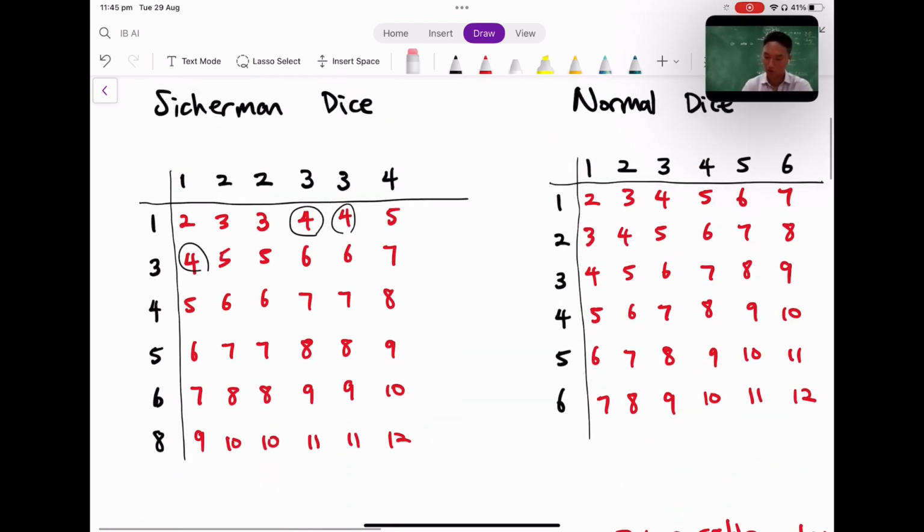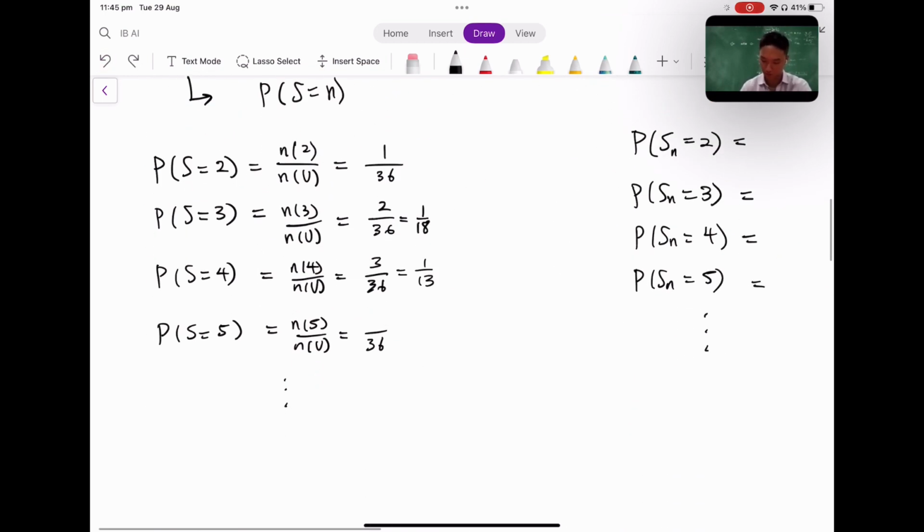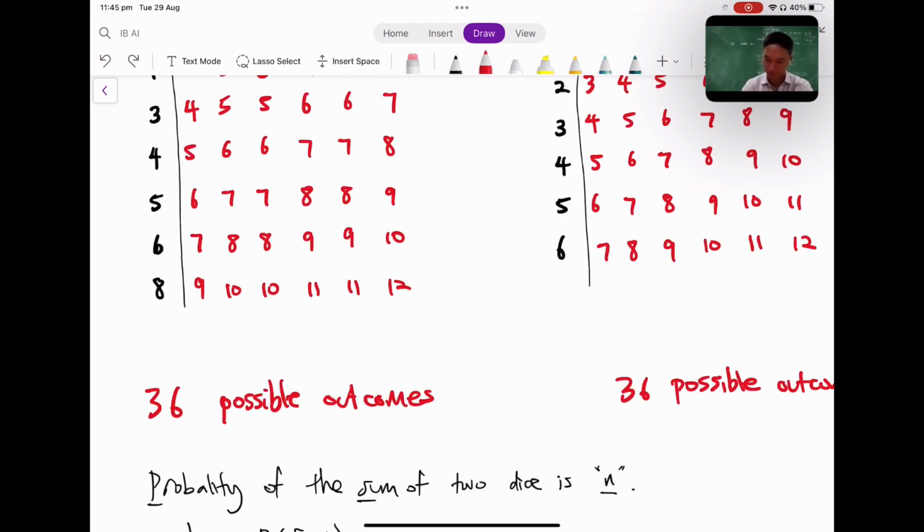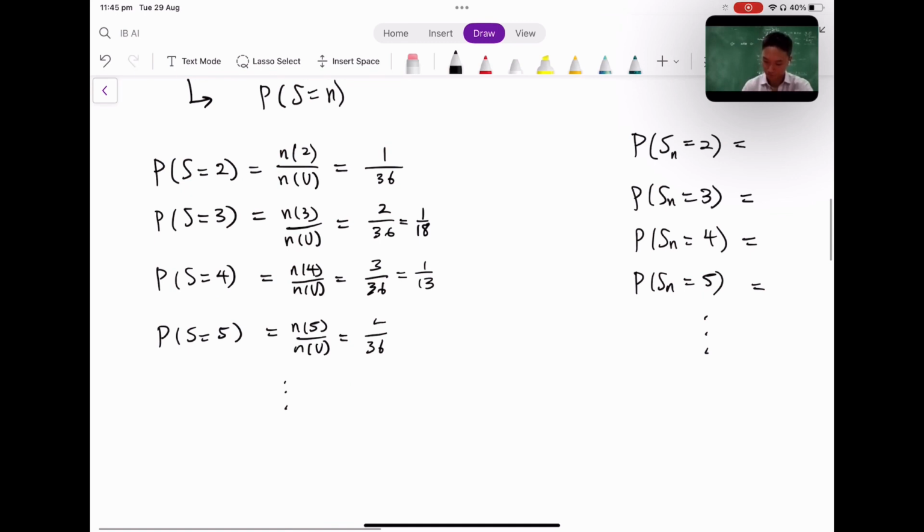Move on to 5. We're just going to count how many 5's there are. 1, 2, 3, and 4. So we have 4 5's in total. So we go 4 over 36. And we can simplify this to 1 over 9.